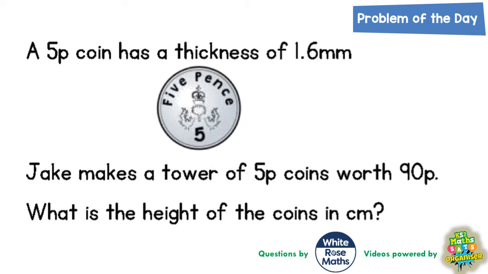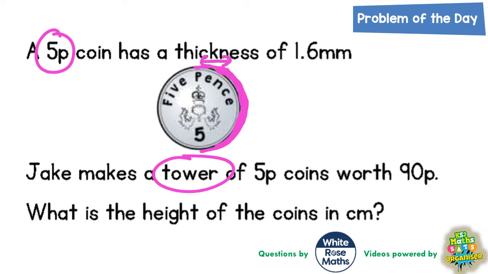And this one is all about a tower of 5p coins. So what we've got here is a 5p coin has a thickness of 1.6 millimeters. By the thickness, it just means this distance here, from the front to the back of the coin. Now it's obviously not very thick at all, really. It's actually quite thin, but you don't say a thinness of 1.6 millimeters, you say a thickness of 1.6 millimeters. So that's what we're dealing with.